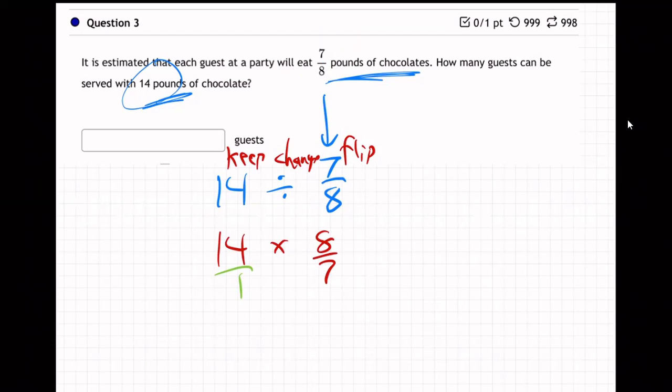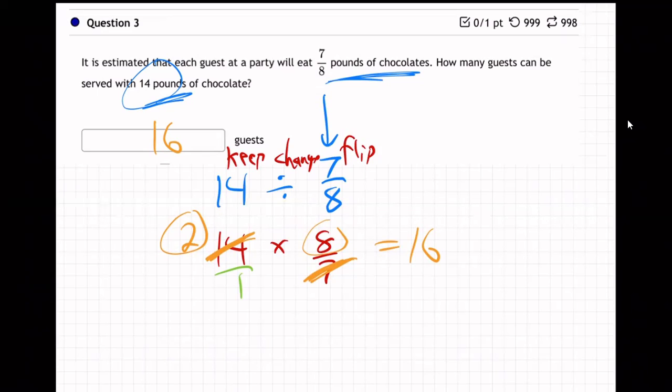We cross cancel, right? Remember, 7 goes into 14 2 times, they're both gone. The 7's a goner, the 14's a goner. Then you multiply the leftovers. 2 times 8, 16. 16 guests can be served with that much chocolate.